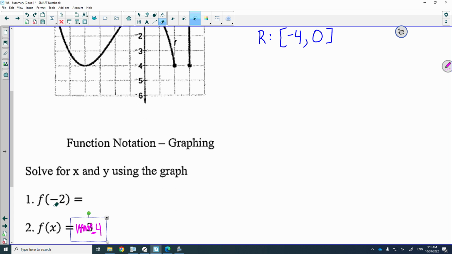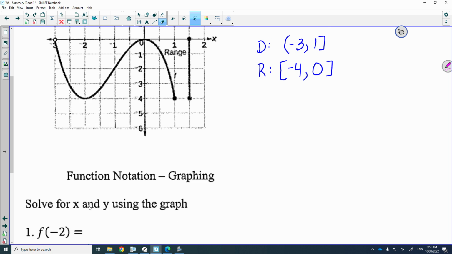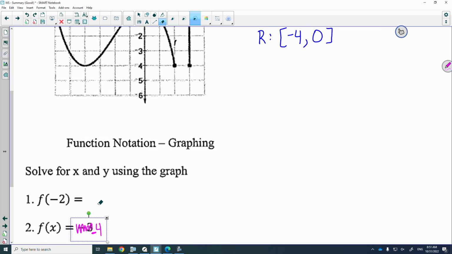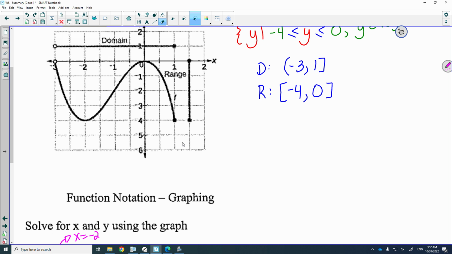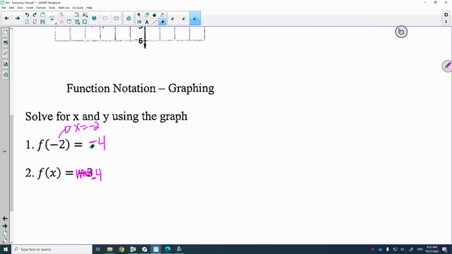Okay, so the first one, f of negative 2. Marco, what did you get for that one? Yep, negative 4. So f of negative 2 is negative 4. So again, this is saying when x is negative 2, on your graph, they want to know what's that corresponding y value, and it would be negative 4.